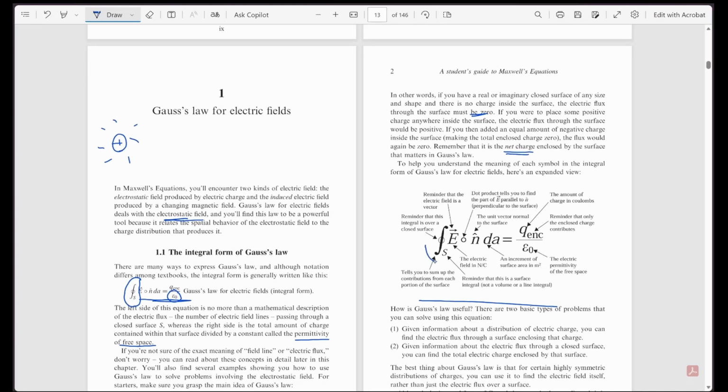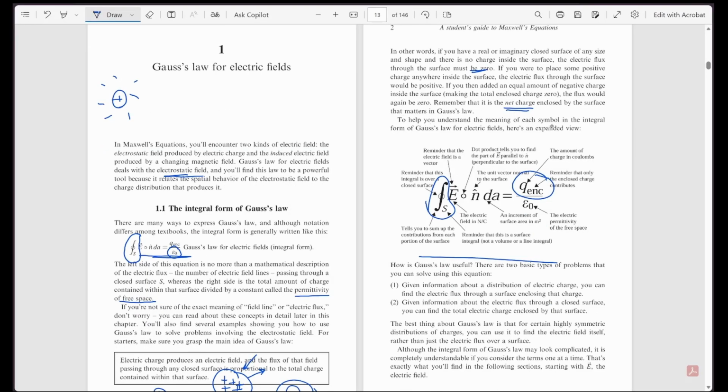So that's why we integrate over a surface. And we're seeing here that we're concerned with the charge enclosed. To help you understand the meaning of each symbol in the integral form of Gauss's law for electric fields, here's an expanded view. So let's see them one by one. First, the integration part. It says that we're going to integrate over a surface. Okay, we'll see what that means later.